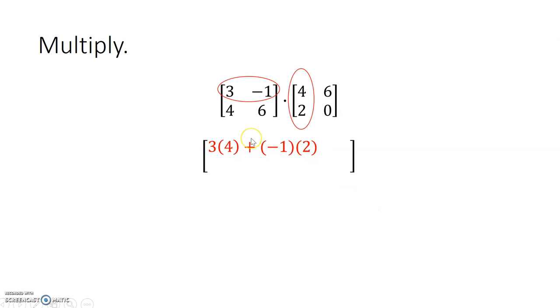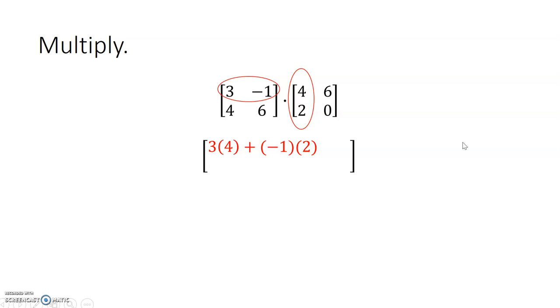If I start in the top left corner, that would be my first row and my first column of the product matrix. That's going to be the answer. If that's the first row, first column, then I need to multiply the numbers in the first row by the numbers in the first column. So that's going to be 3 times 4 and then -1 times 2.